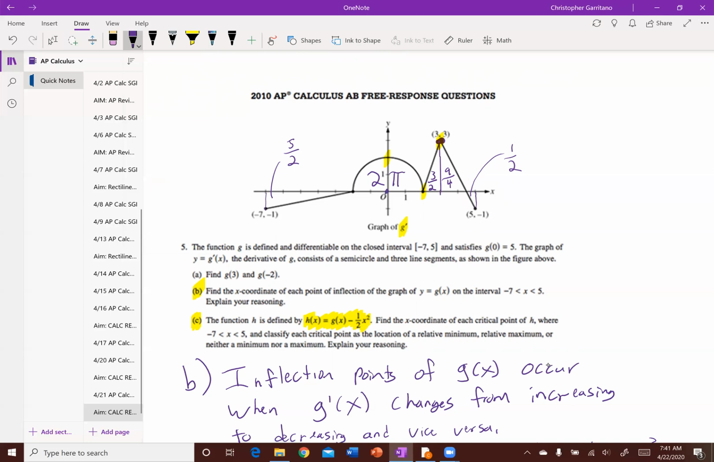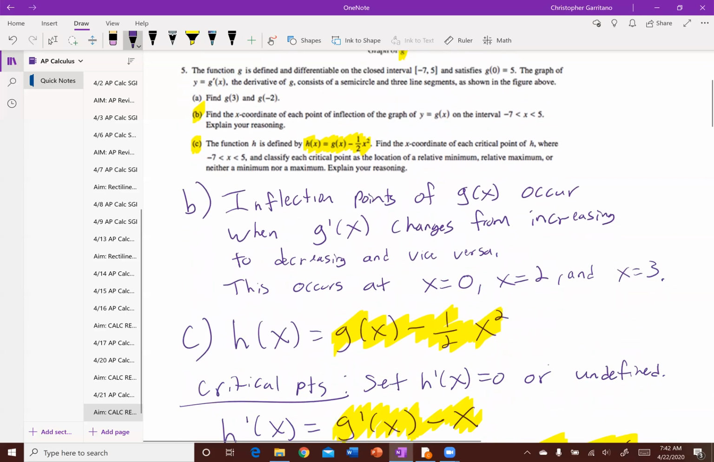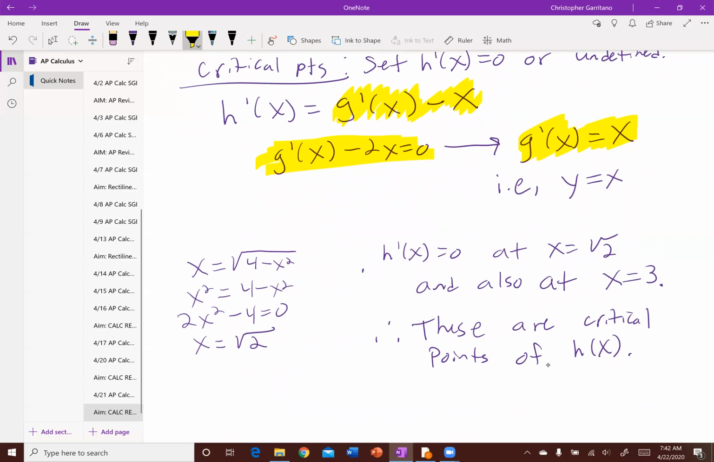But if I draw the line y equals x and connect 0, 0 to 3, 3, you'll notice that there's actually a second point here on the graph of g prime where y equals x. And so I have to actually identify that point as well. So what I'm going to need to do is determine the equation of this part of the curve and set it equal to x and solve. Well, this is a circle, the top half of a circle, centered at the origin with a radius of 2. So the equation of that part of the graph in particular, I'll just write that equation separately, is g prime of x is equal to radical 4 minus x squared.